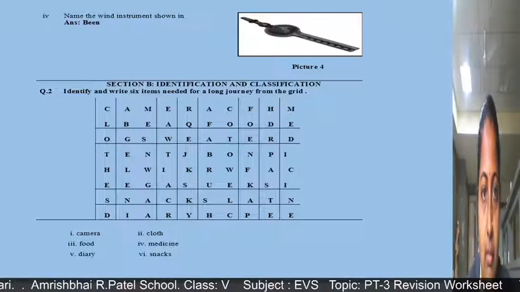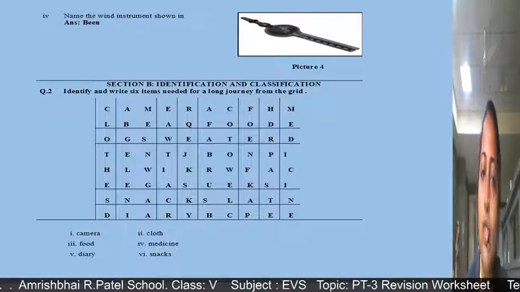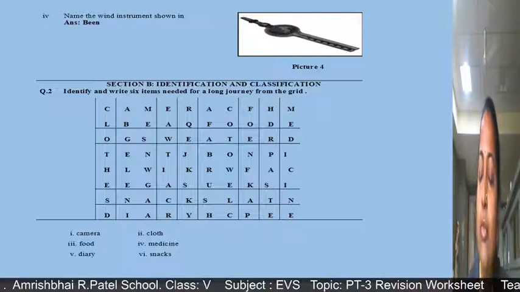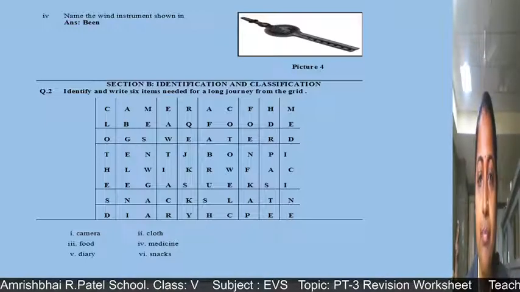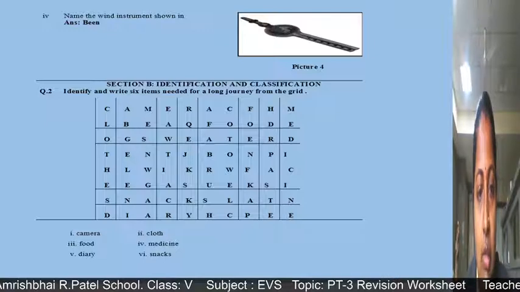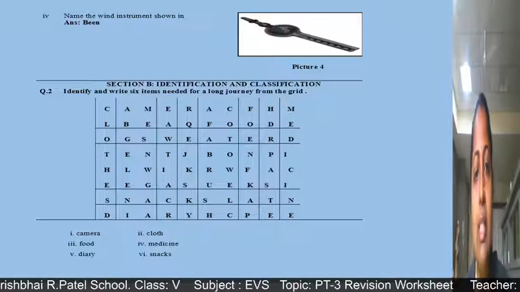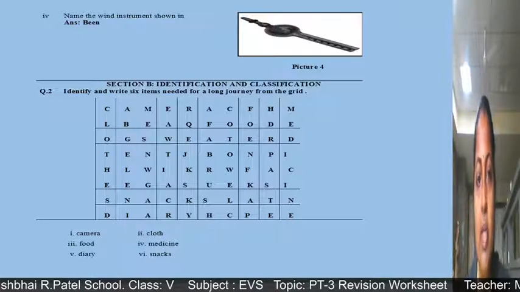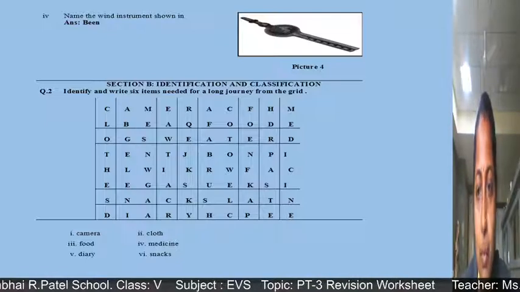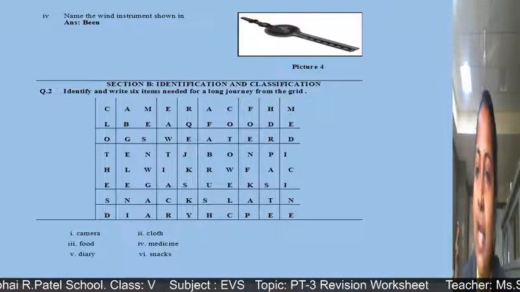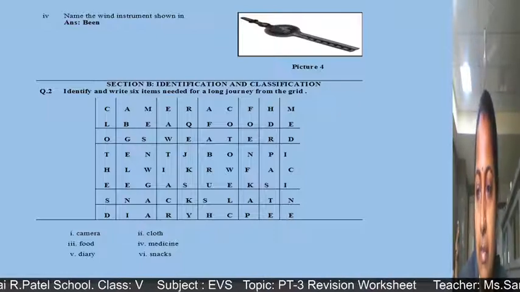So identify and write 6 items needed for a long journey. You have to identify any 6 items, or if you can find out more from the grid only, then write. So camera, second is cloth, third food, fourth medicine, fifth diary, sixth snacks, and many others are there, but 6 are asked. But in the examination, if you are able to find more, you can write more also from the grid only. Don't write by your mind. Okay. So this question will be for 3 marks.